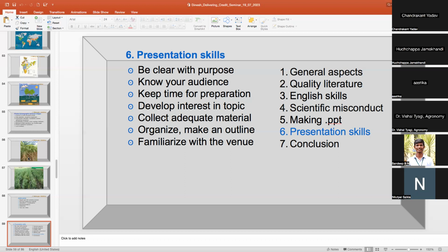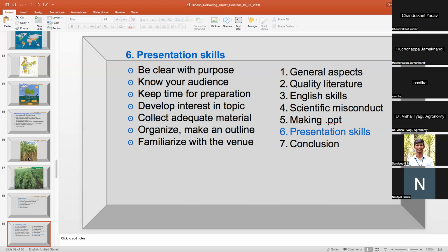Is it a farmer? Is it some technician? Is it a scientist? Is it my boss? Is it my professor? Is it my director? Whosoever is there, you must know the audience, the level of the audience. This will help you to prepare your presentation. Keep time for preparation. It is not that you can prepare a seminar in one day. You should invest time. Then the quality will come.